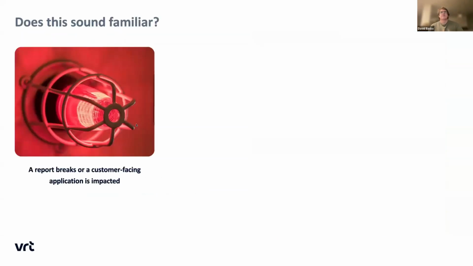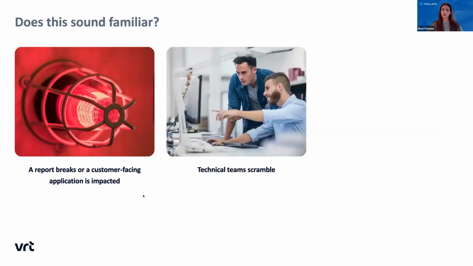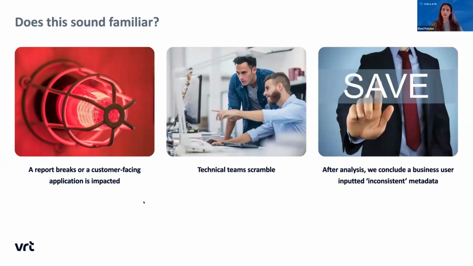So to get started with the talk, does this sound familiar to anyone? I'm guessing yes, because we all work together with data. We have a reported break, a customer-facing application is impacted. A lot of teams get together, trying to locate the issue. And after a few hours, we come to the conclusion that a business user has inputted inconsistent metadata, no metadata, or the wrong metadata.